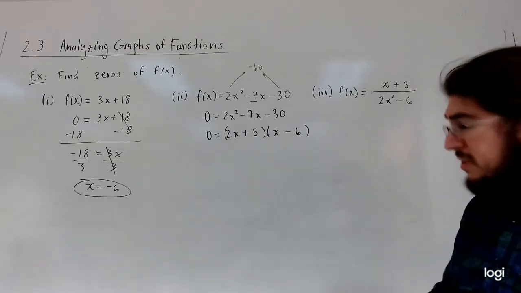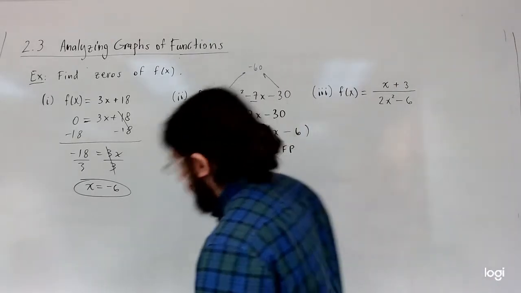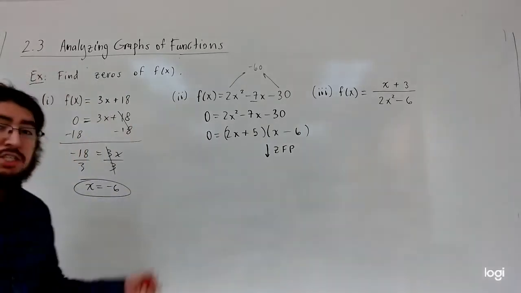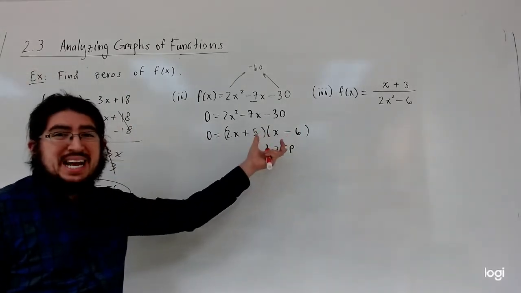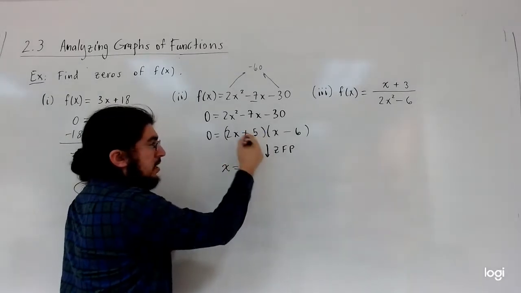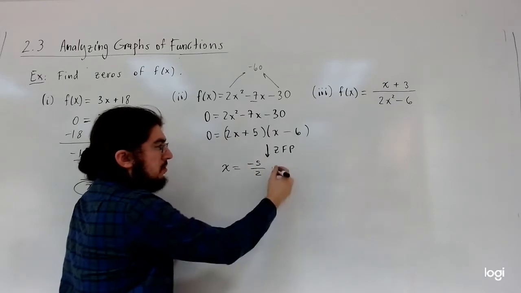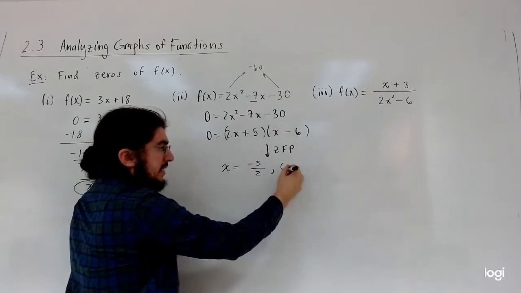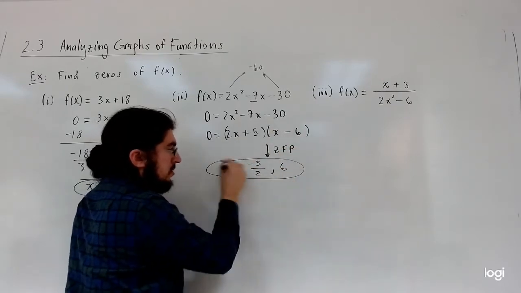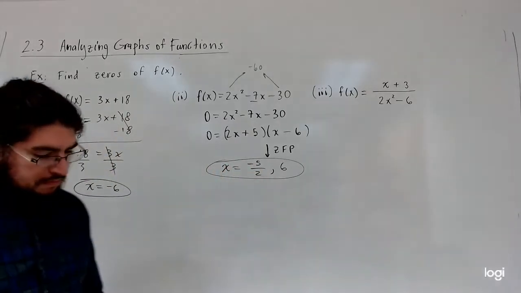Okay, so remember for the zero factor property, you change the signs of the other numbers that are next to x and divide by any number in front of x. So here, changing the sign for 5 will give you negative 5, and then dividing by the number in front of x, 2. Here, changing the sign to negative 6 gives you positive 6. So these are the zeros, which, by the way, is negative 2.5 and 6.